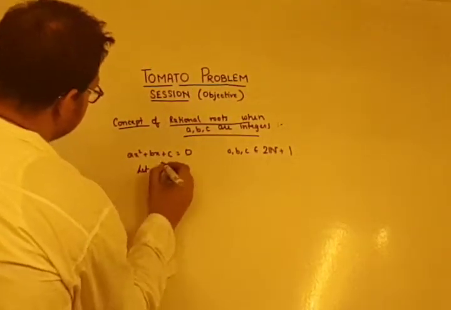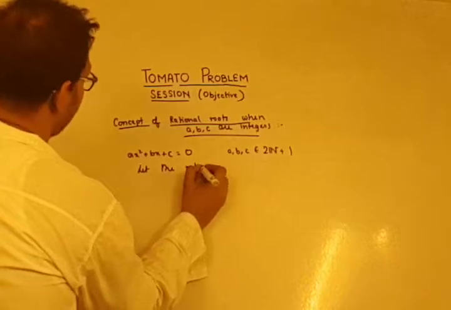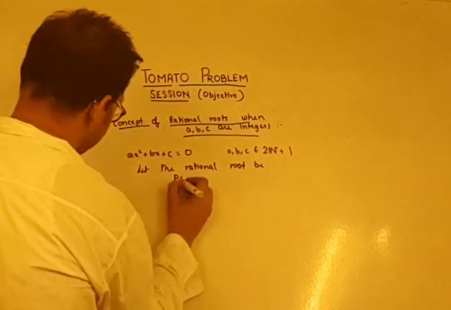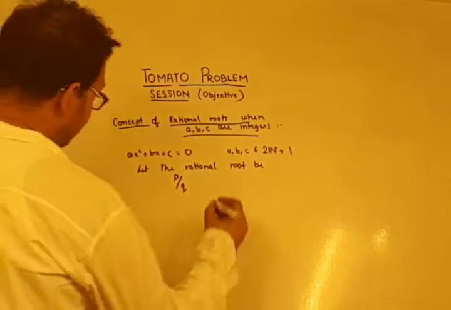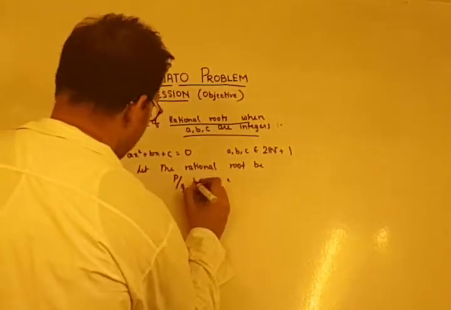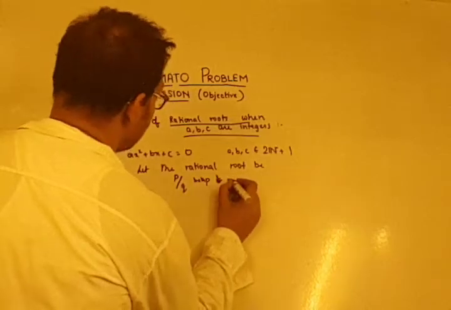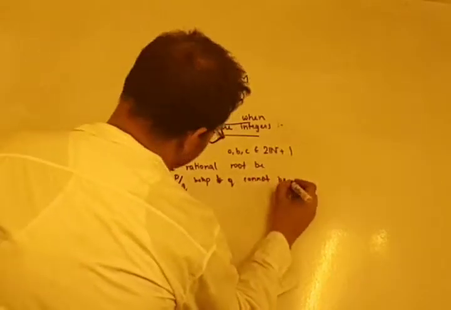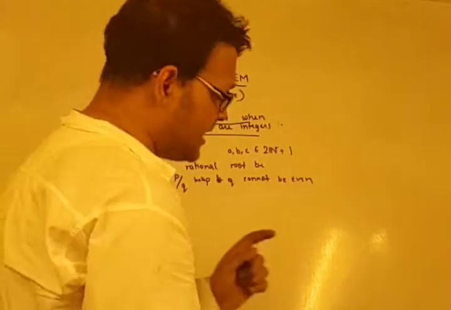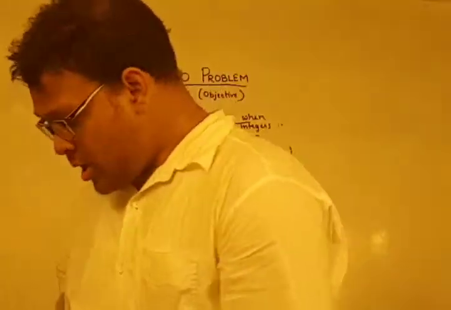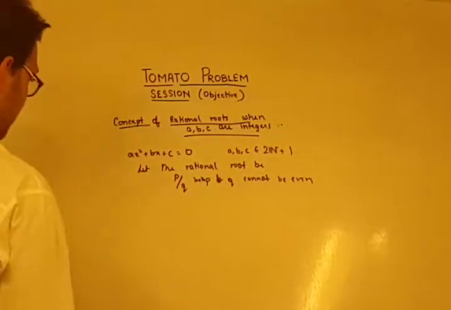So let the rational root be P by Q. Both P and Q cannot be even. Why? Because we know that the GCD of P and Q is 1 in the case of rational numbers, by definition. So both P and Q cannot be even, because 2 would then be a common prime. So what are the possibilities?